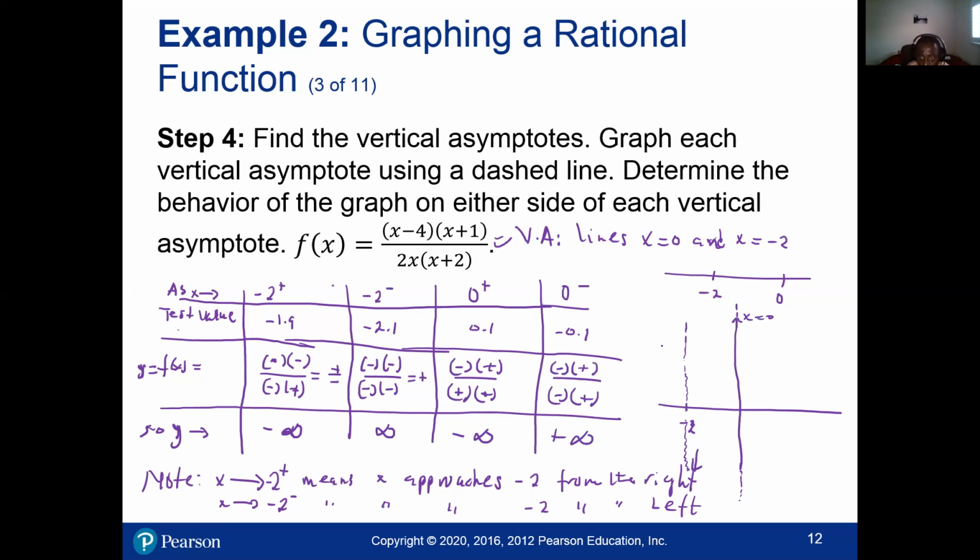And then approaching from the left, it goes to what? Like that. And then approaching 0 from the right, we got a negative infinity. From the right, we got negative infinity. Did I get that right? Approaching from the right, you get negative infinity. And then approaching from the left, you get positive infinity. Okay. All right. So that is what is happening. All right. So we got this. Now let us go to the next step.